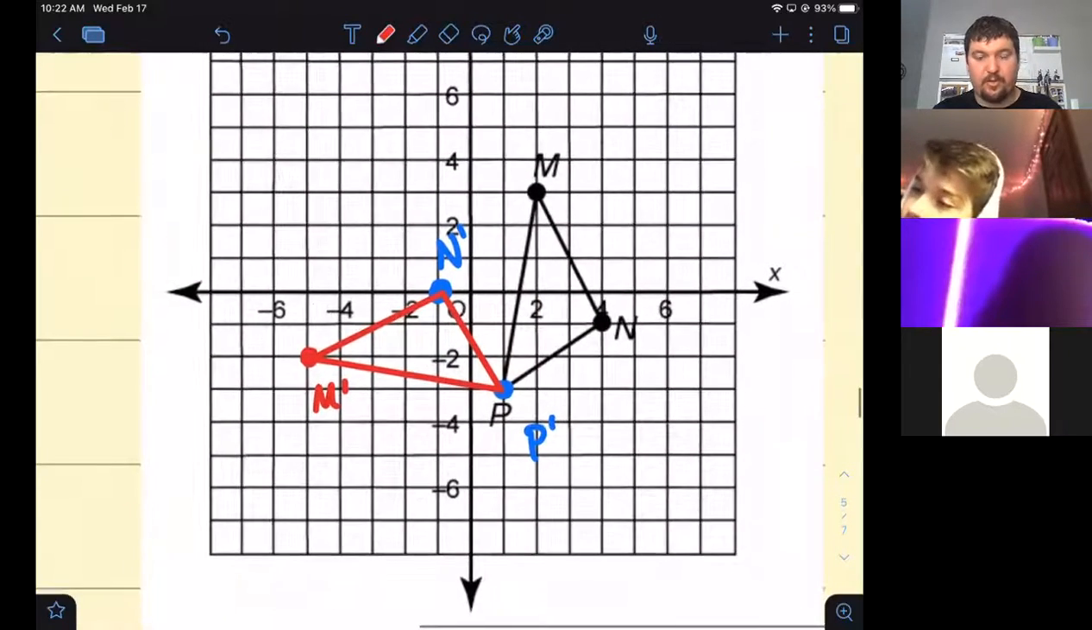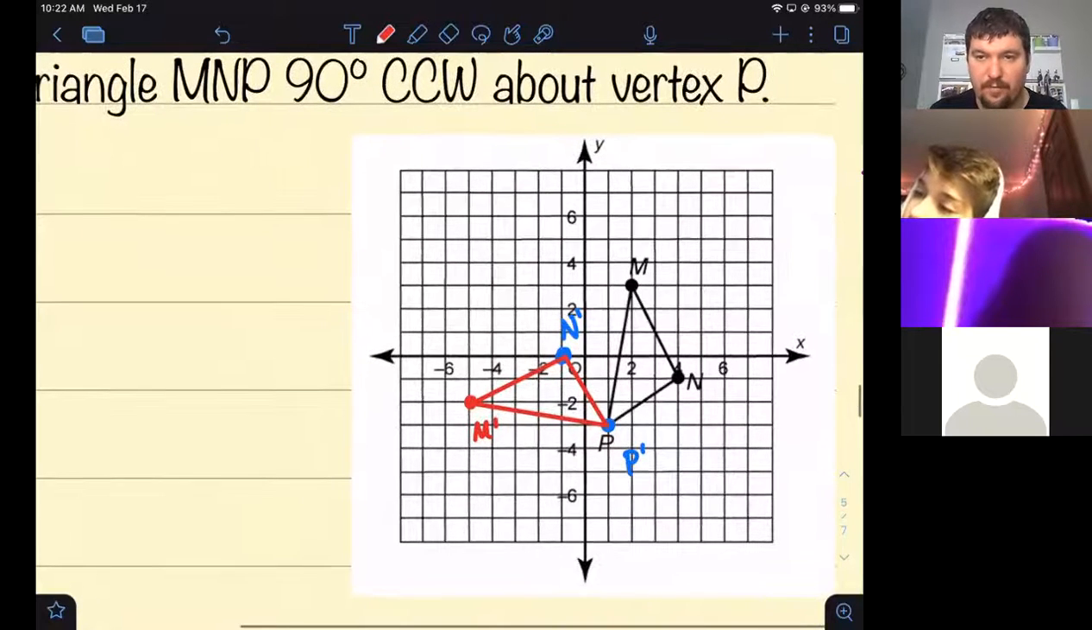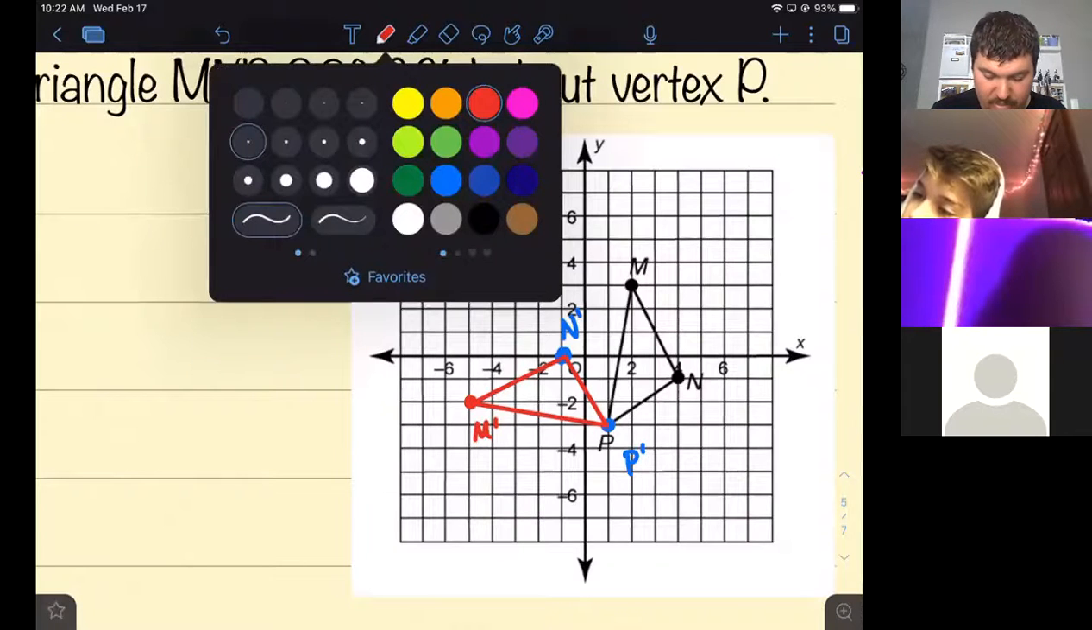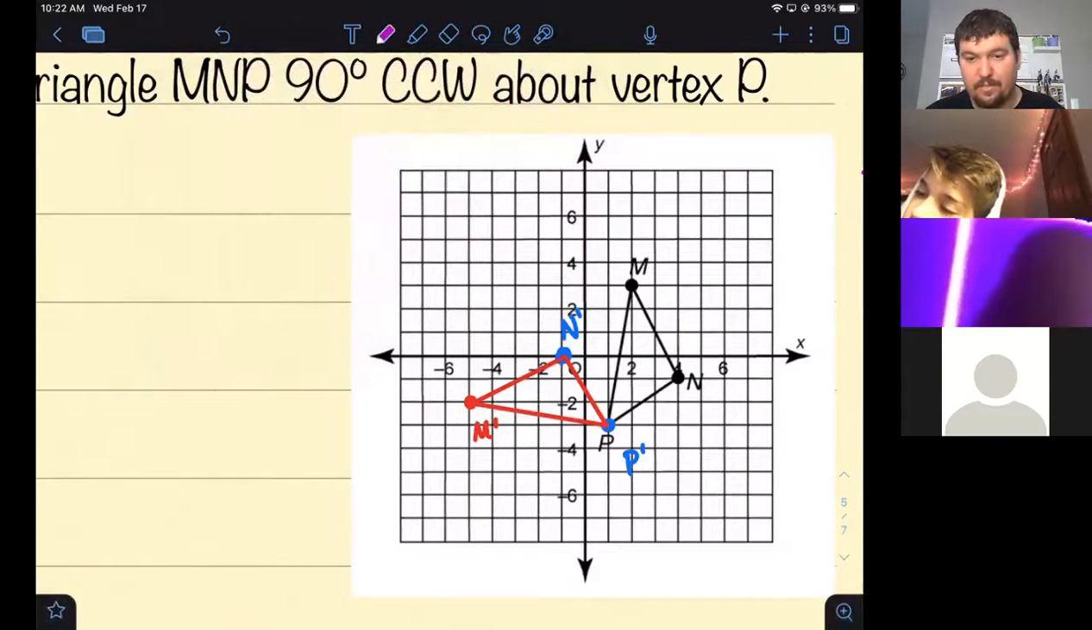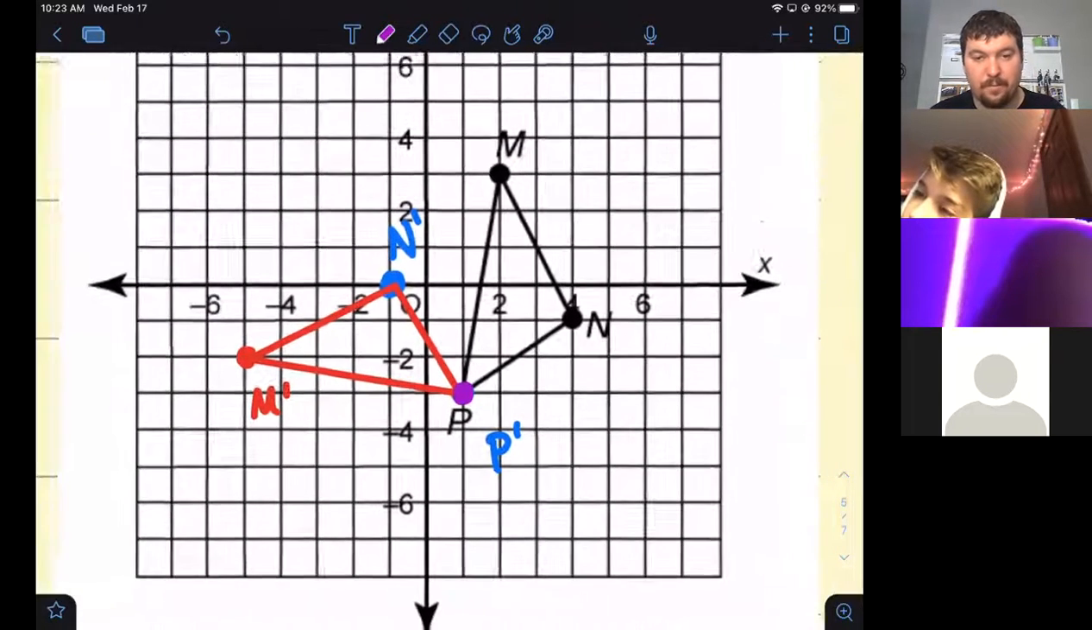Okay, there's our new one. So there's a 90-degree counterclockwise rotation around the vertex P. Now, just for kicks and giggles, why don't we do the other ones? Just because I know this is a little bit harder. Why don't we now do a 90-degree clockwise rotation, which means we'll be going this direction. Okay, still around vertex P. So we're still going to make P our point of rotation there.